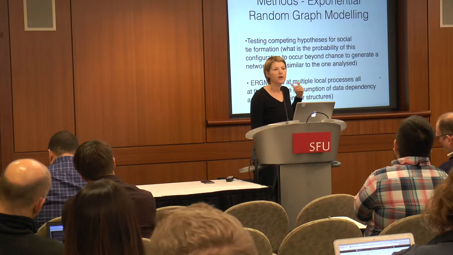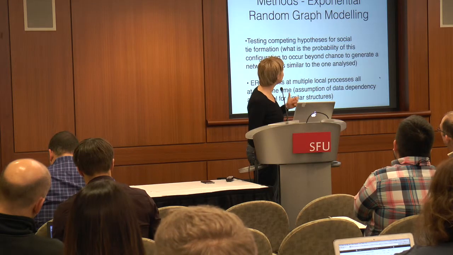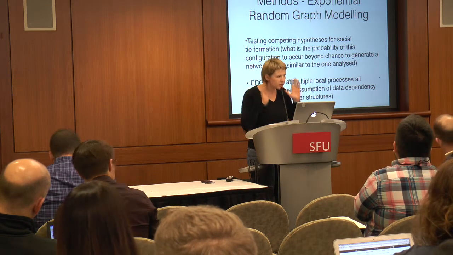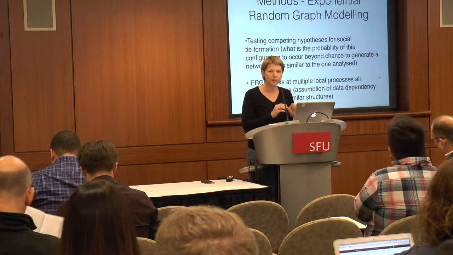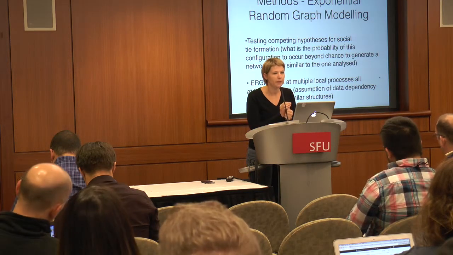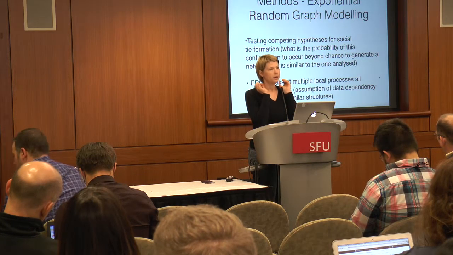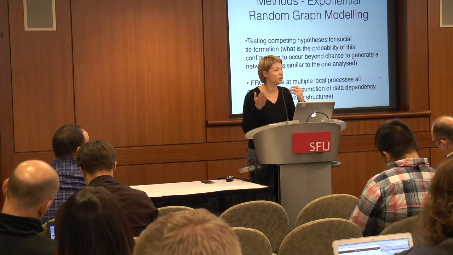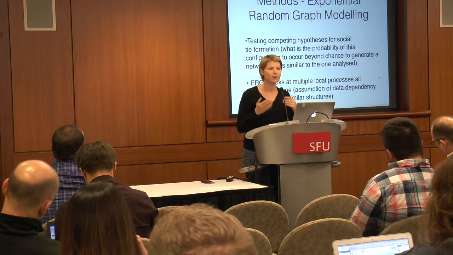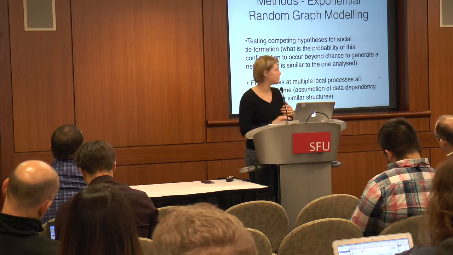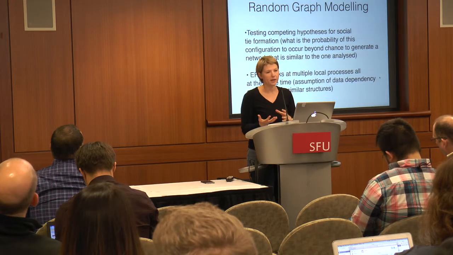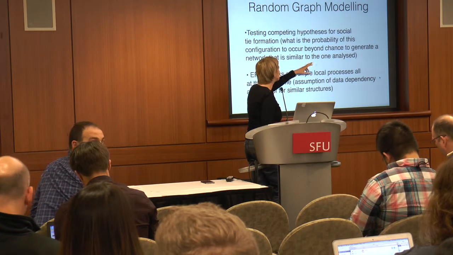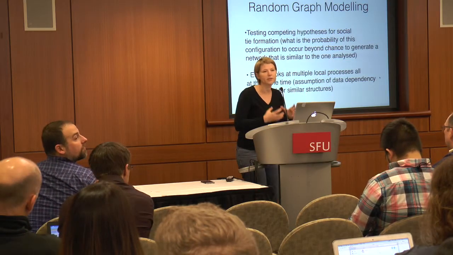Now, how do you make sense of that? We used exponential random graph modeling. I don't know how familiar you are with that. I'm not going to go into technical details. I'll just explain in simple terms what that methodology does. It is a statistical analysis of network data, meaning that it deals with units that are interdependent, which is the opposite of a conventional statistical analysis where you have to comply with the assumption of independence between the units you're analyzing. The main question asked in ERGMs is: what is the probability of this configuration network pattern to occur beyond chance to generate a network that is similar to the one that I'm analyzing?